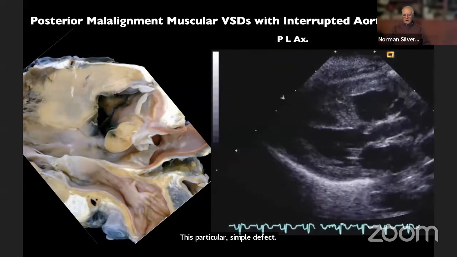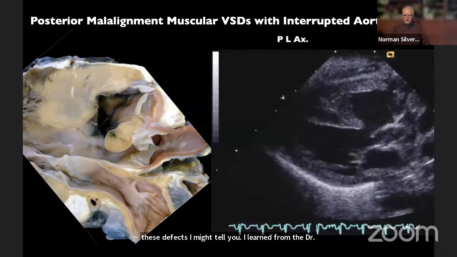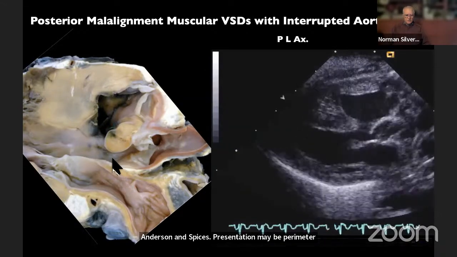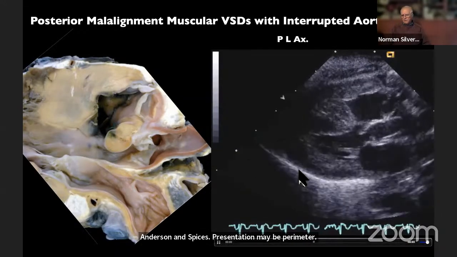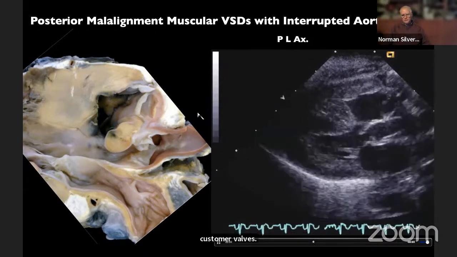So these defects, I might tell you, I learned from Dr. Anderson and Spicer's presentation, may be perimembranous if there's fibrous continuity between the mitral and tricuspid valves, but in my experience, they've been largely muscular ventricular septal defects.